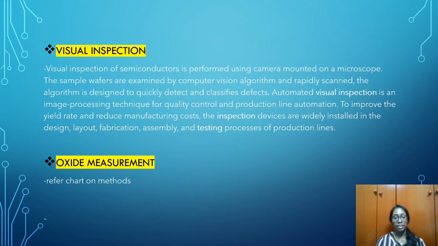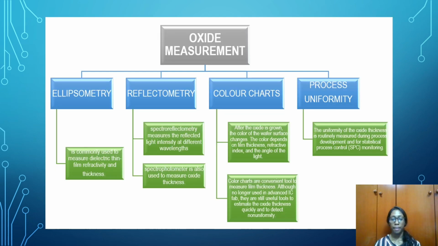So we have finally come to the last process, which is oxide measurement. We will refer to the next slide where I've provided a chart which shows us the various methods we can use to determine the oxide measurement. So we have reached the last slide of this segment. In this slide, I will be explaining the various types of methods we can use to find the oxide measurements. We have 4 methods here, which are ellipsometry, reflectometry, color charts, and process uniformity.